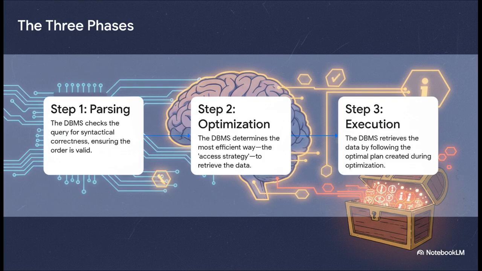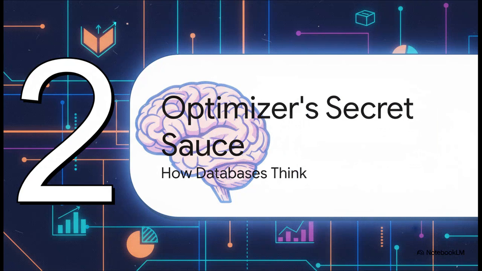This is the dispatcher figuring out the single best, fastest route for the driver to take to your house. And finally, you have execution. That's the driver actually getting in the car and following that exact route to bring you your pizza. See? It sounds simple, but trust me, almost all the magic and all the performance tuning happens in that second step, optimization. All right, so let's zoom right in on that middle step, the optimizer's secret sauce.